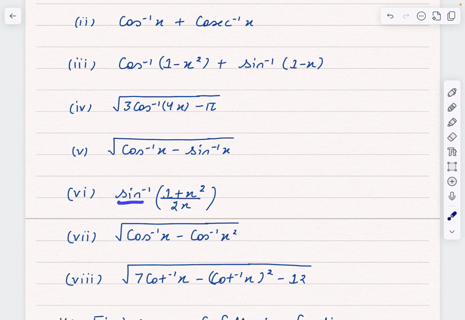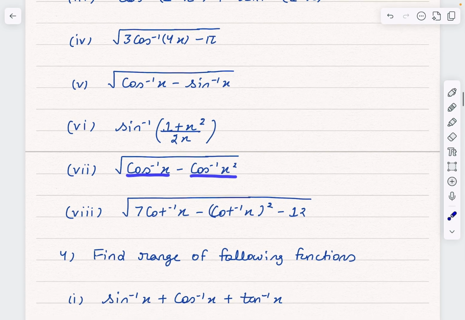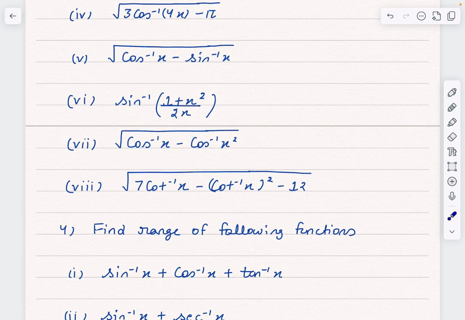Sixth is sine inverse of 1 plus x square by 2x. Seventh is square root of cos inverse x minus cos inverse of x square. Eighth is square root of 7 cot inverse x minus cot inverse x whole square minus 12.